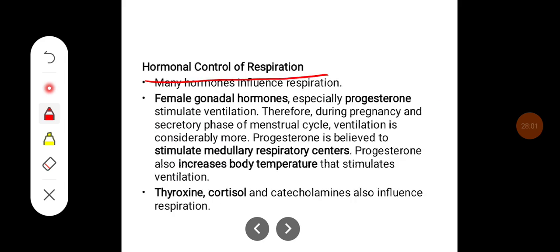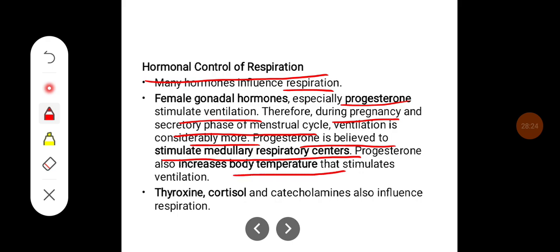Hormonal control of respiration. Many hormones influence respiration. Female gonadal hormones, especially progesterone, stimulate ventilation. Therefore, during pregnancy and the secretory phase of the menstrual cycle, ventilation is considerably more. Progesterone is believed to stimulate the medullary respiratory centers. Progesterone also increases body temperature, which stimulates ventilation. Thyroxine, cortisol, and catecholamines also influence respiration.